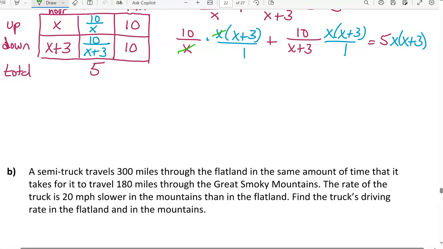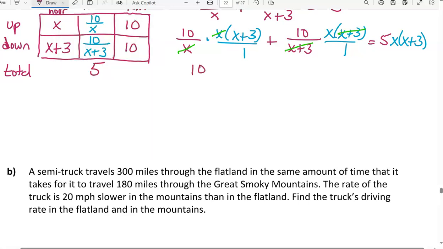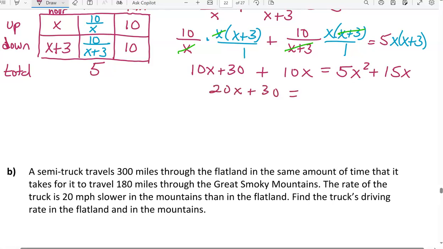All right, let's do our simplification on each one of those multiplications. Our x factors cancel in the first multiplication, x plus 3's cancel in the second, and nothing cancels in the third. That will leave us with 10 times x plus 3, which is 10x plus 30, plus 10 times x is equal to, and then let's go ahead and do the multiplication on the right, that's 5x squared plus 15x. Now, since we have a quadratic equation, let's do a little simplification. 20x plus 30 equals 5x squared plus 15x.